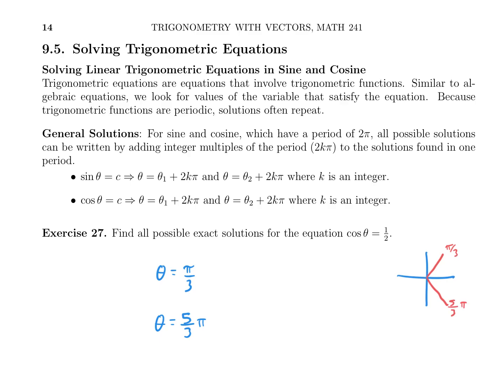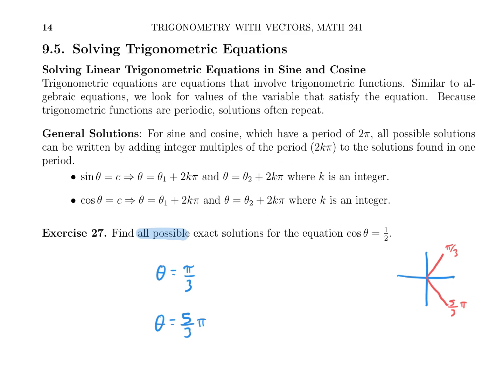However, because it says all possible exact values, we can always go around the circle as many times as we want and find coterminal angles. You can go around the circle infinitely many times to find a coterminal angle of pi over 3, and you can do the same thing for 5/3 pi. Therefore, whenever it asks for all possible exact solutions, you have to add 2k pi to each solution.